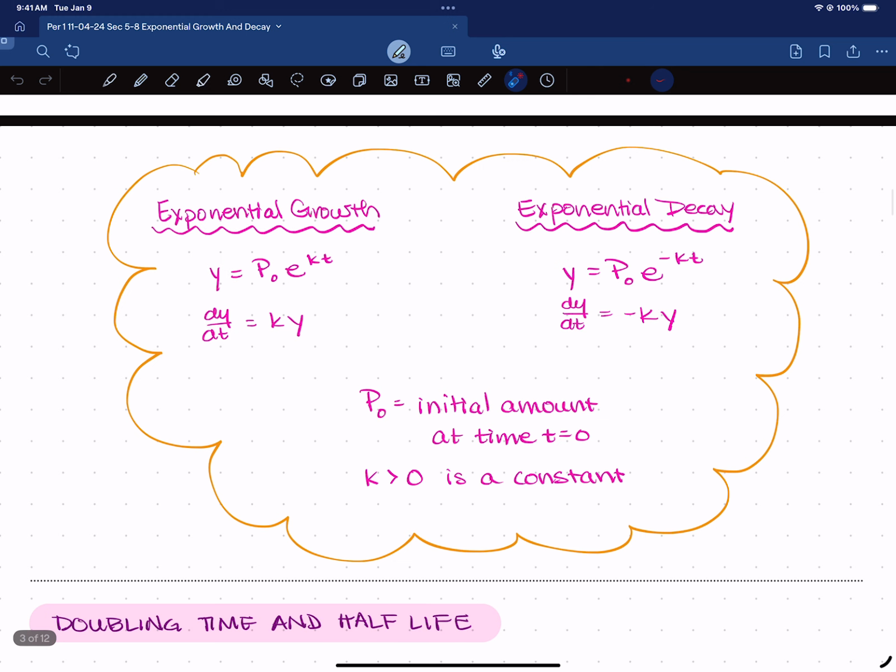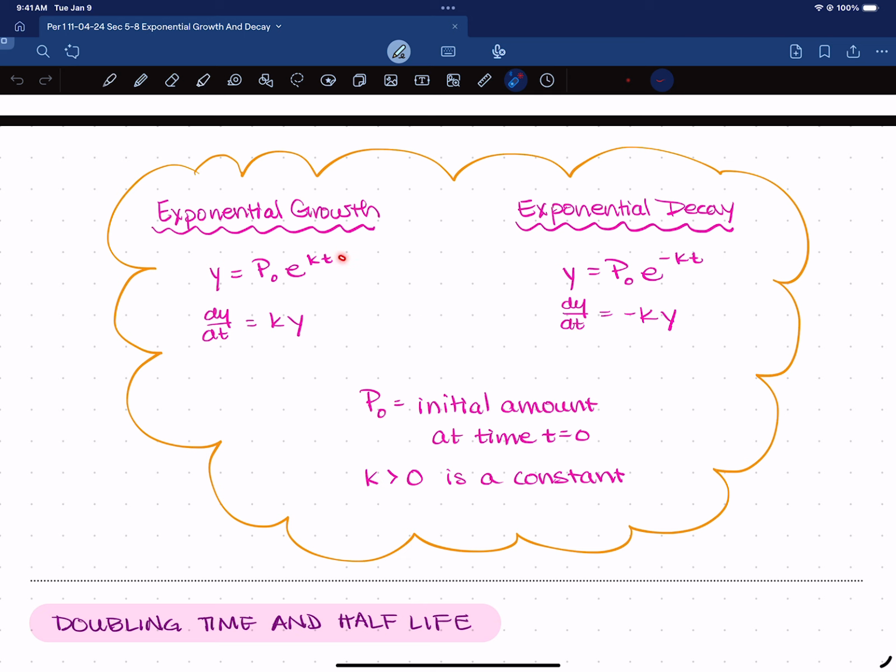So in general, it's going to be exponential growth if it has this form, and exponential decay if it has this form. And notice the only difference between these two equations is here the exponent is positive, kt, here the exponent is negative. We have a negative sign on it. k is always going to be a positive constant. And then your P naught is your initial amount at time 0.